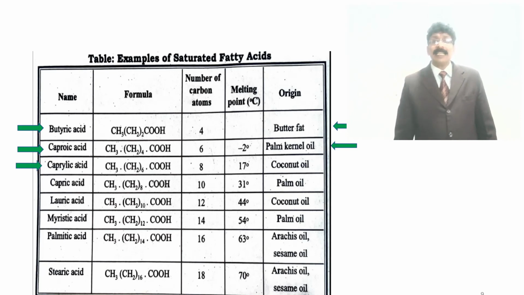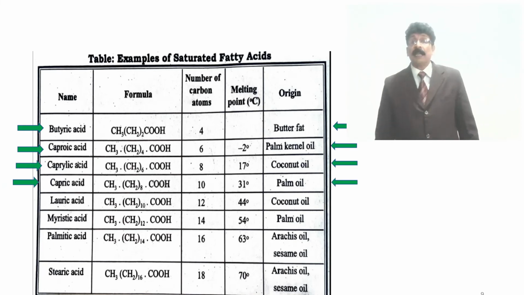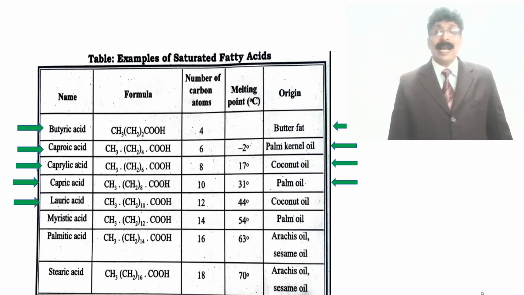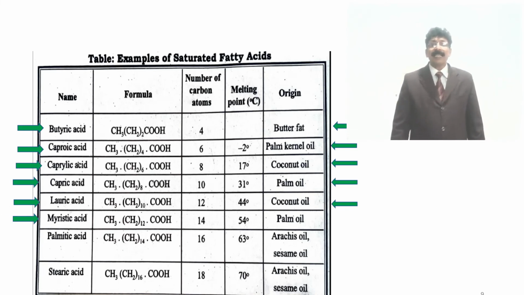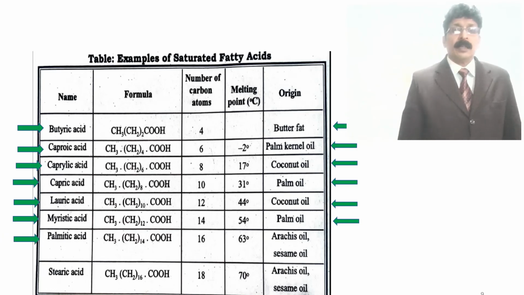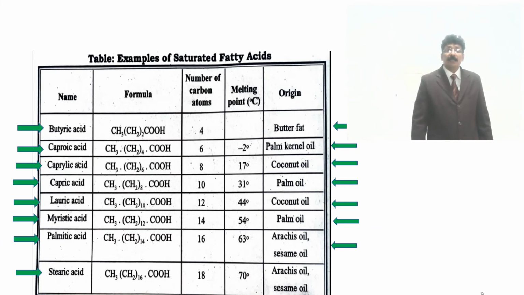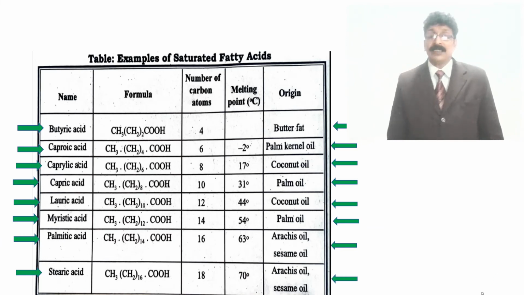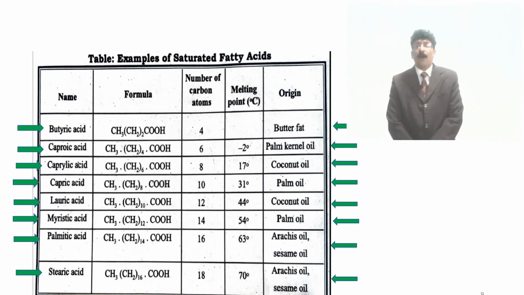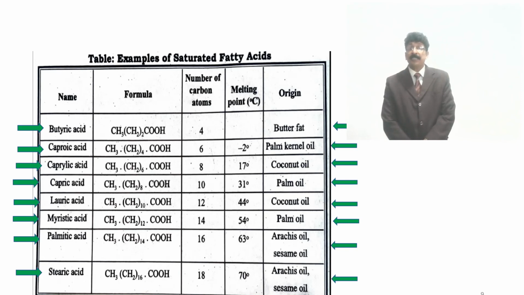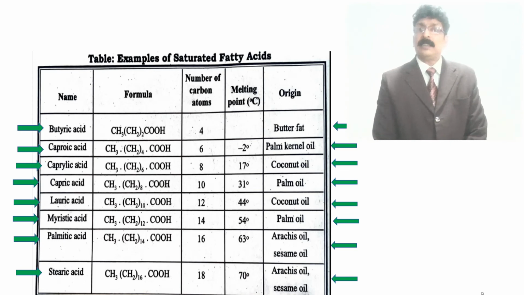Caprylic acid is present in coconut oil. Capric acid is present in palm oil. Lauric acid is present in coconut oil. Myristic acid is present in palm oil. Palmitic acid is present in arachis oil and sesame oil. Stearic acid is present in arachis oil and sesame oil. The tabular column denotes the number of carbon atoms with melting points. For your reference, it's needed for you to have an idea about these saturated fatty acid examples.